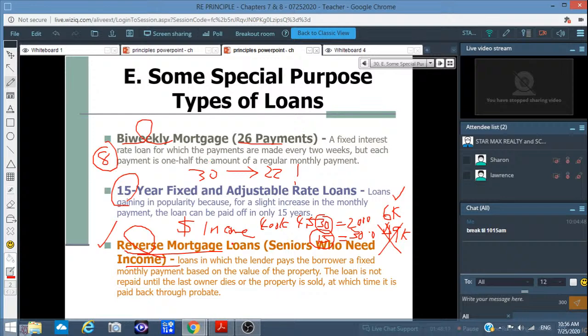But nevertheless, it's still a loan. And the bank makes all the money at the end, not upfront. Upfront they pay. And when you end the reverse mortgage, that's when they get paid.